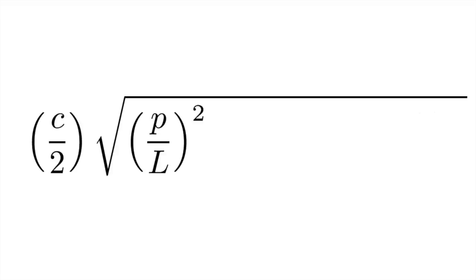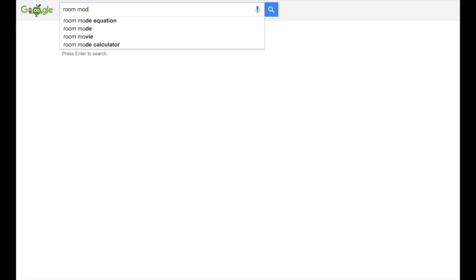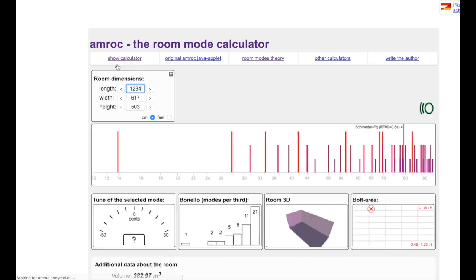Then to find the resonant frequencies of that room, just use the room mode equation: the speed of sound divided by 2 times the square root of p over the length squared plus q over the width squared plus r over the height squared. Or if you're lazy, you could just search room mode calculator in Google and have it do the work for you. But while measuring the dimensions of a room you're in is pretty straightforward, measuring the dimensions of a room in a video game can be a bit tougher.